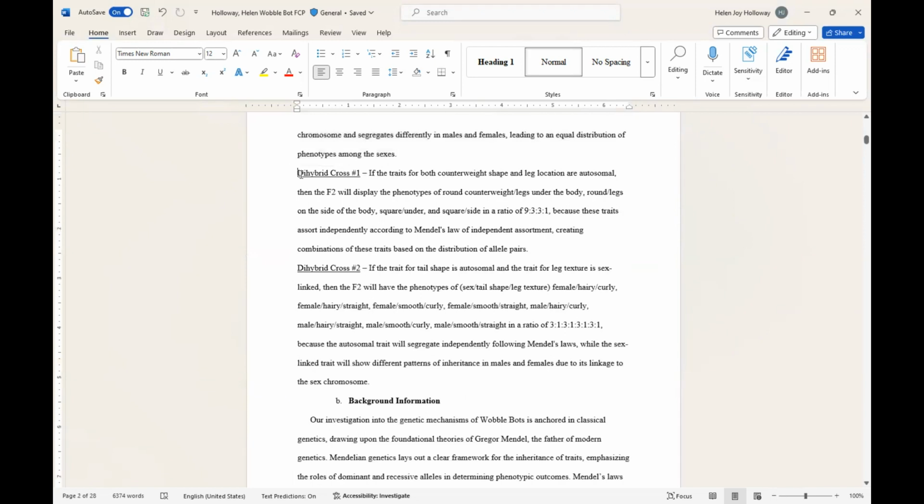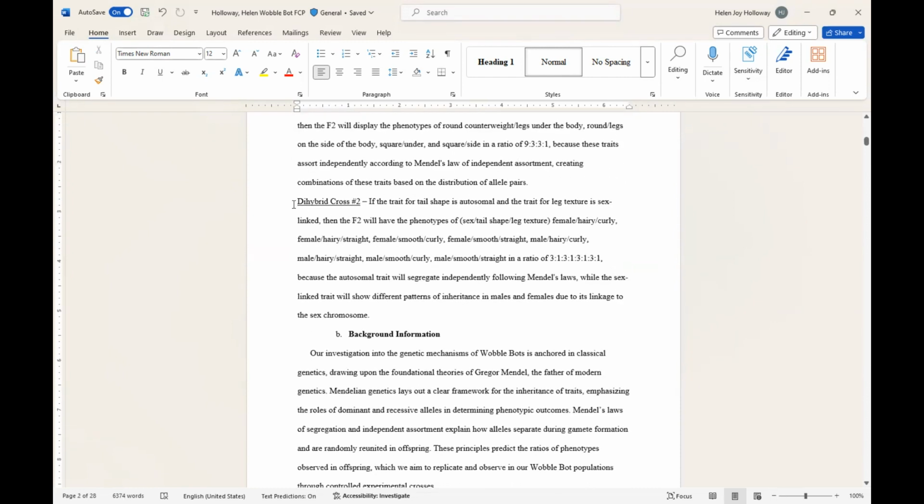Next hypothesis is for the dihybrid crossover 1. Once again, these were both autosomal. And then lastly, this is the tricky one, dihybrid crossover 2. The reason it's tricky is because one trait, which is tail shape, is autosomal, and the other trait, leg texture, is sex linked. So I will include a little bit more about that later. But basically, this phenotypic ratio should be displayed in this order.